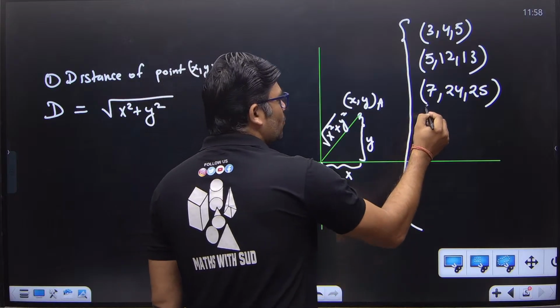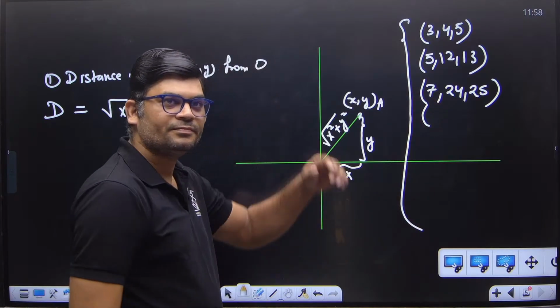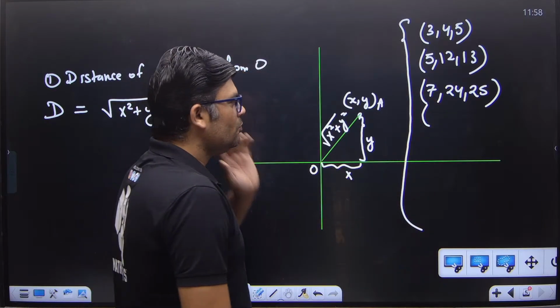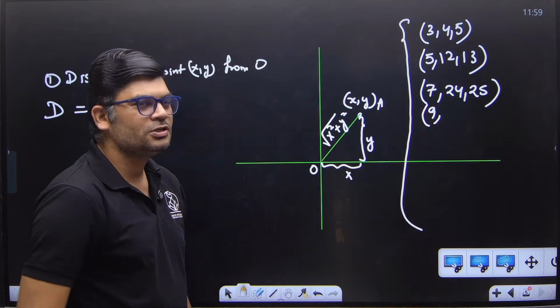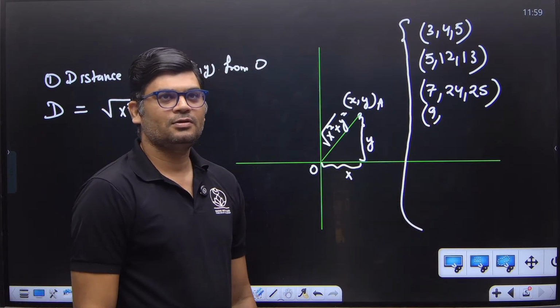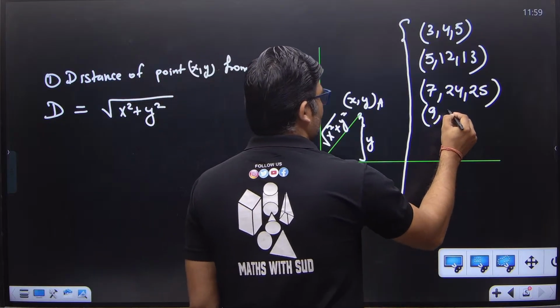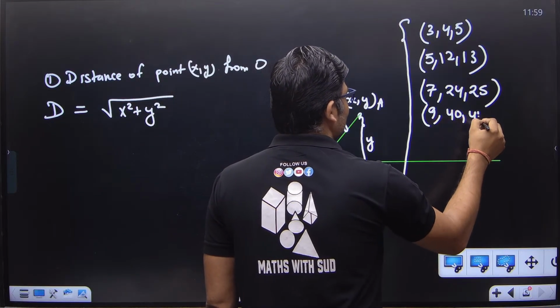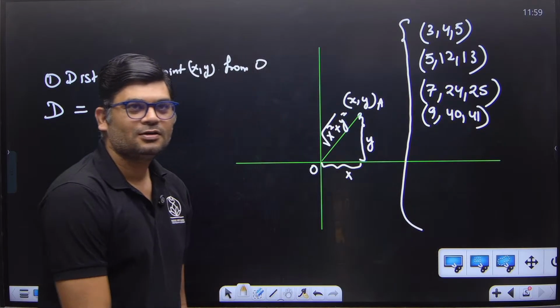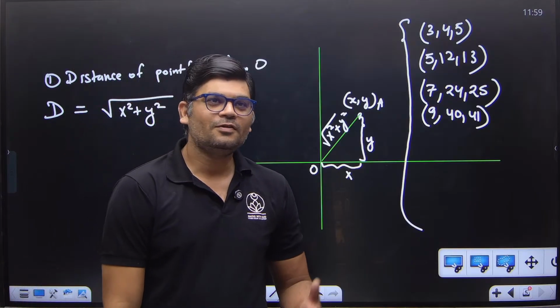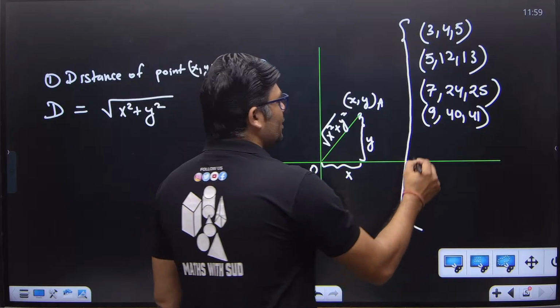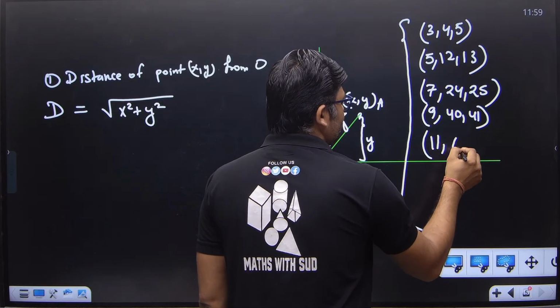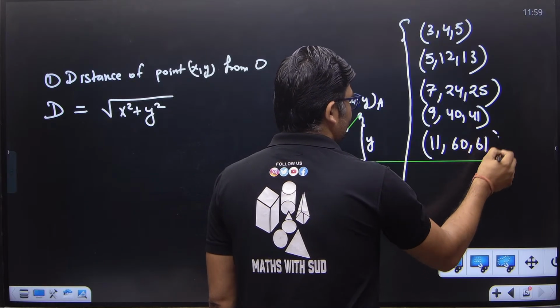Can you tell me what is the next odd number after 7? 9. So what is 9 square? 81. Can you tell me two consecutive numbers whose sum is 81? See, be quick or else I will write. 40 and 41. After that, you can also write 11, 60 and 61. Just check it out.